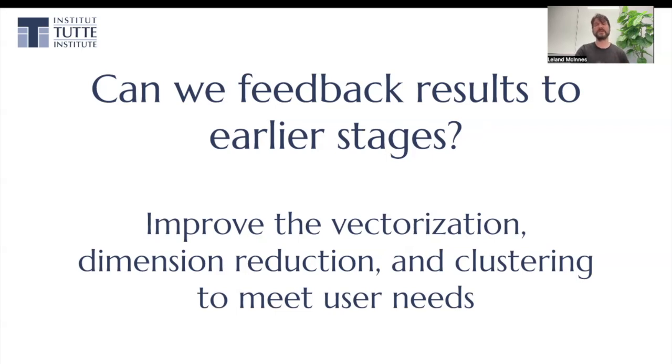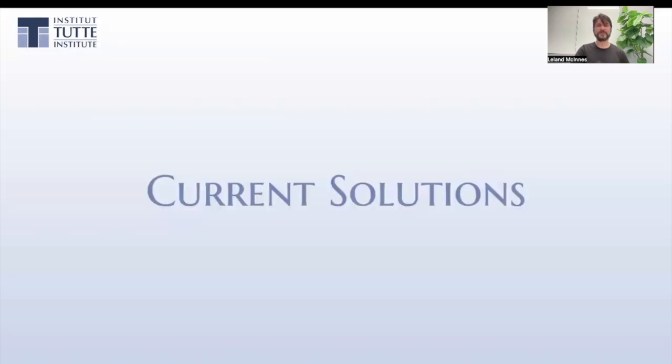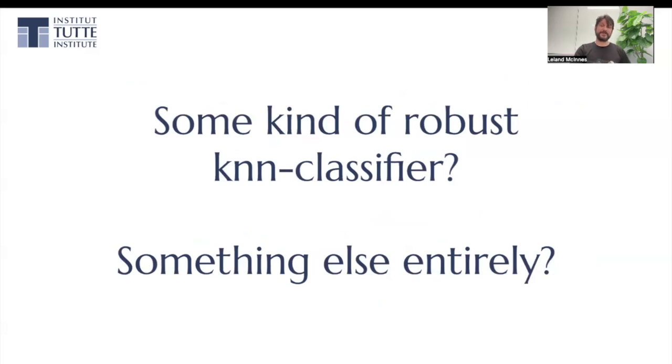So if the user can inject information via building these models that can classify subsets of the data in ways they care about, that's what we want to be able to do. What are the current solutions in this space? To be honest, this is a bit of an open problem. We want fast, easy to build models that are robust and efficient. So our best guess is some kind of robust KNN based classifier, but we're open to any suggestions for something that is simple, explainable, and robust that can be generated on the fly, interactively, easily.